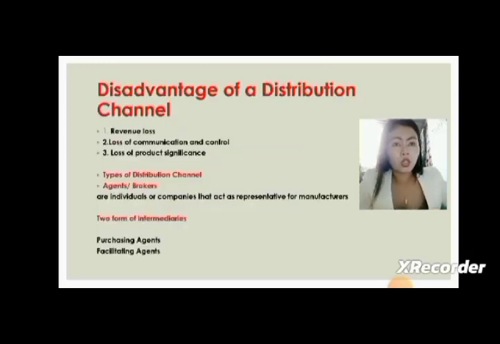Disadvantages of a distribution channel. Number 1, revenue loss. Number 2, loss of communication control. Number 3, loss of product significance. Revenue loss. Facilitating agents assist with the marketing process by adding knowledge or support such as financial services, risk taking, or transportation.